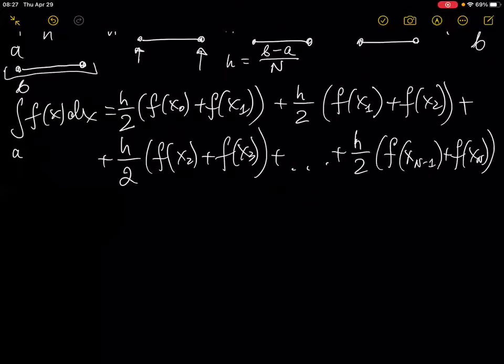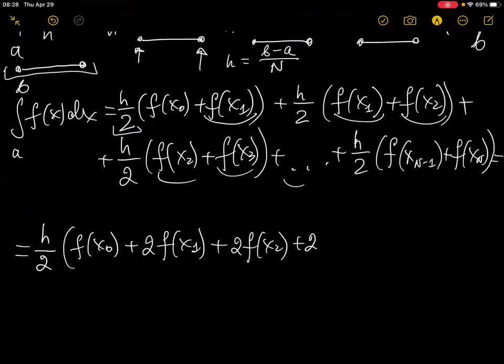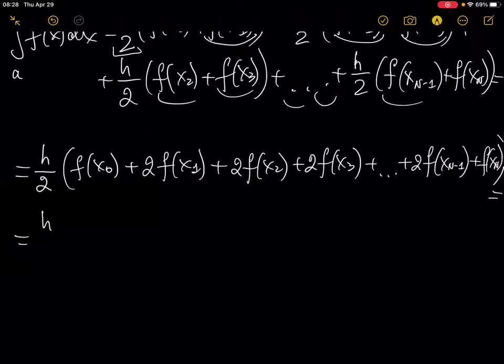Okay. Once again, we can use composite rule here in the following way. So we can factor out h divided by 2. And then inside we will have what? We will have f of x naught plus this comes twice, right? Plus this comes twice. This, as you understand, also will come twice. And so on. This will have its counterpart here. Just like that.